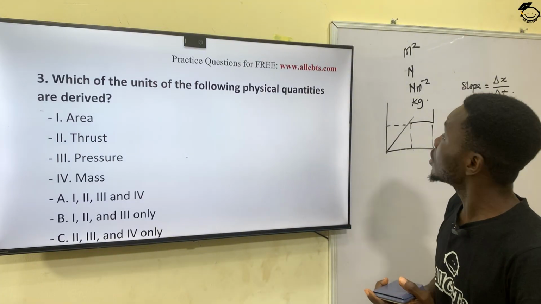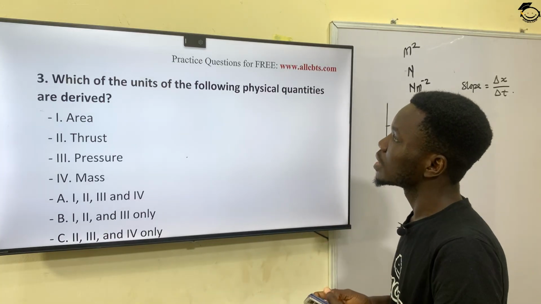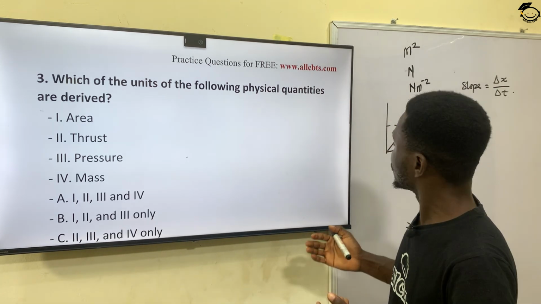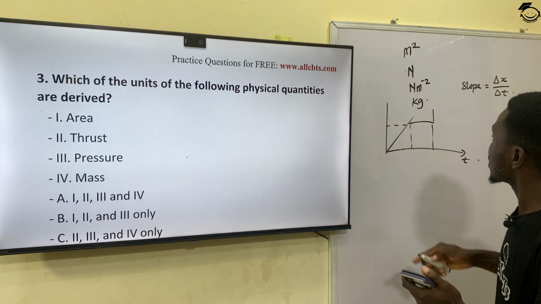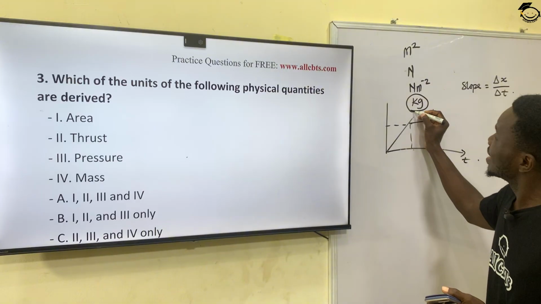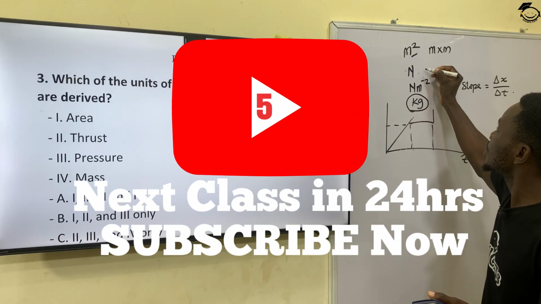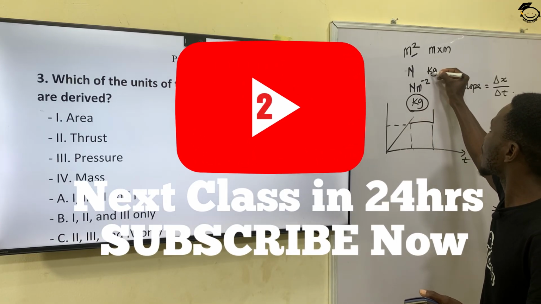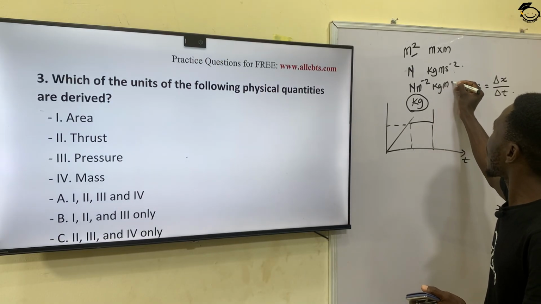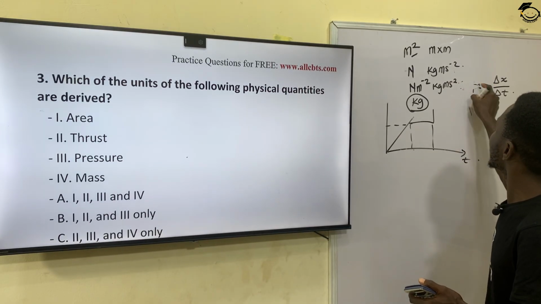So the question is, which of the physical quantities are derived? Looking at this, you realize that all of them are derived except one. The only one that is not a derived unit there is that of mass. Meter square is the combination of meter and meter. Newton, talking about force, is kilogram meter per second square. And pressure is kilogram meter per second square times meters divided by meters square.